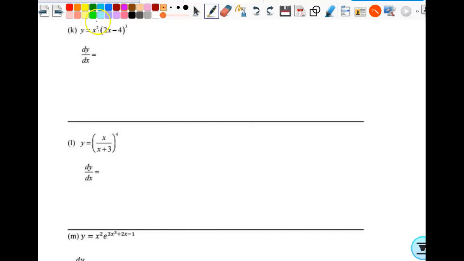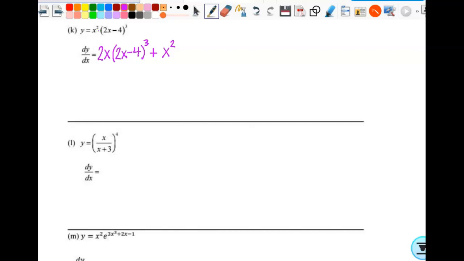Derivative of the first, so the derivative of x squared is 2x. We multiply that by the second, 2x minus 4 cubed. We don't do anything to it, right? Because we took the derivative of the first times the second. Then is it plus or minus? Plus. Then what? The first, okay, times the derivative of the second.